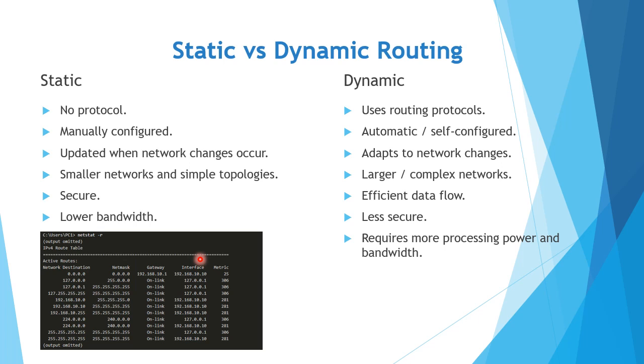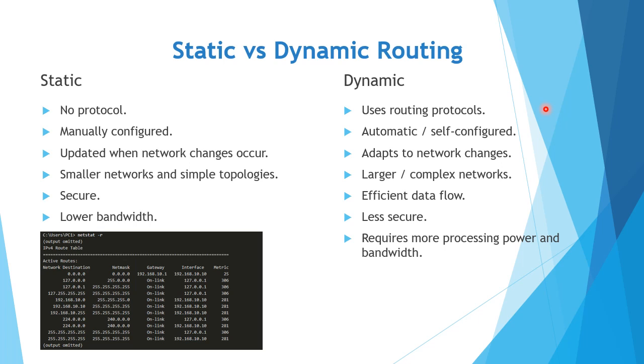Now with dynamic routing, it uses the protocols we mentioned on the previous slide, like OSPF, IGRP, to send the data down the optimum route. It's automatic and is self-configured, and it can adapt to network changes. So if routers or switches are taken away or added, or if there's a failure, they'll take those into account when making the next set of calculations.